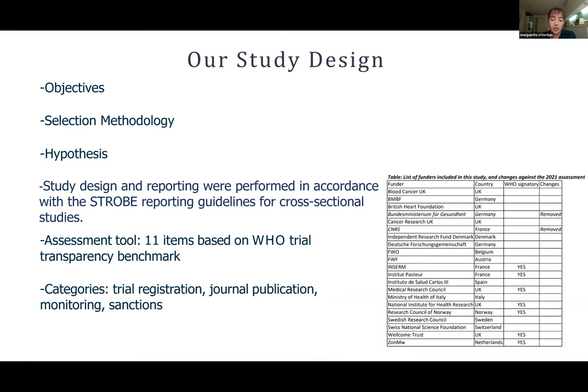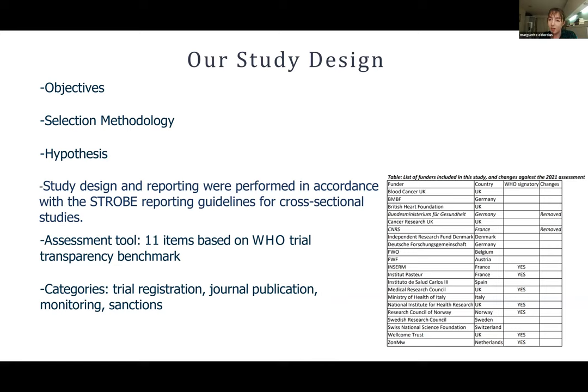So in terms of the selection methodology, our starting point was a cohort of 21 of the largest philanthropic and unilateral, so either single entity or an individual that solely provides funding for a project without any additional contributions from other sources, public medical research funders in Europe, which was, as I mentioned previously, covered by a different assessment in 2021.